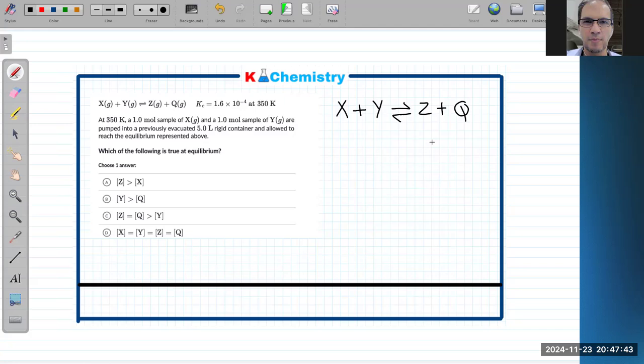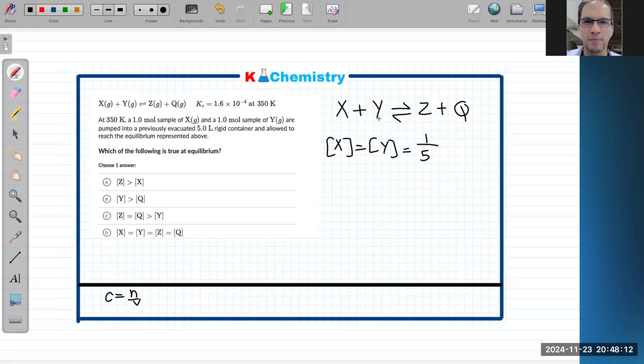Yes, Mr. Concentration is equal to what, Yazid? Equal to number of moles over volume. And the volume is the same, right? And the number of moles is the same. So I can say that x is equal to y, right? I can say that the concentration of x equals y, both of them equal to 1 over 5.